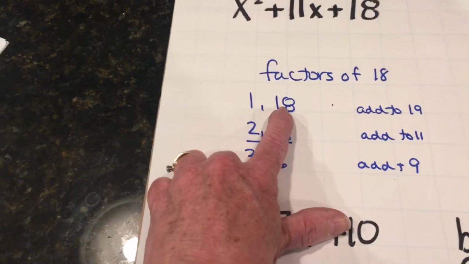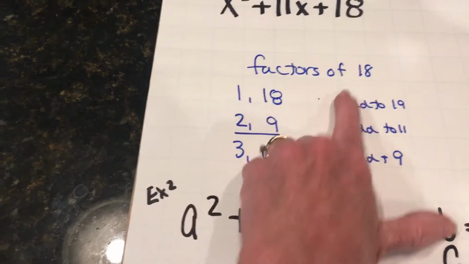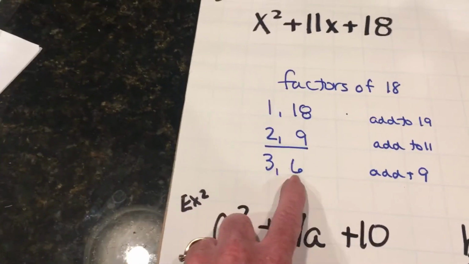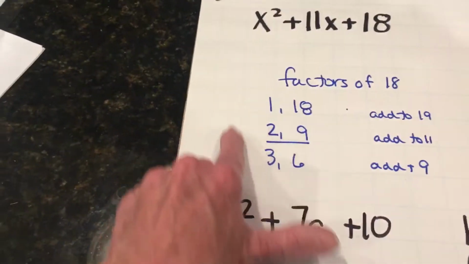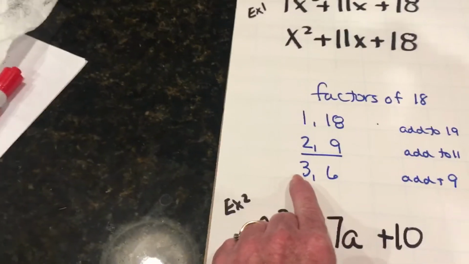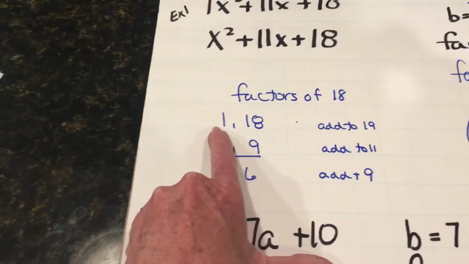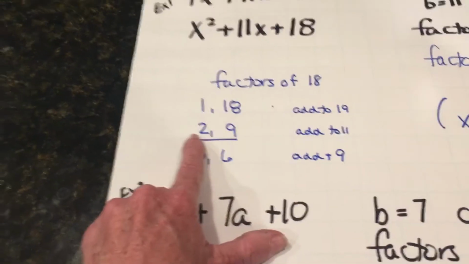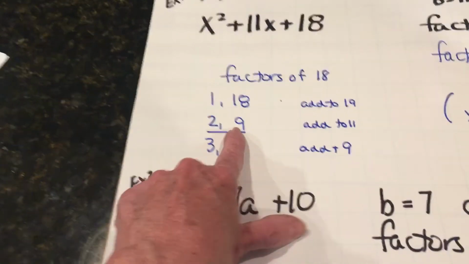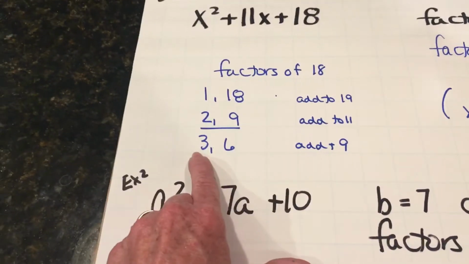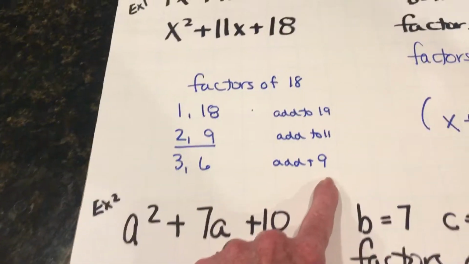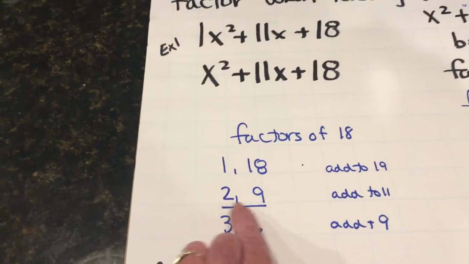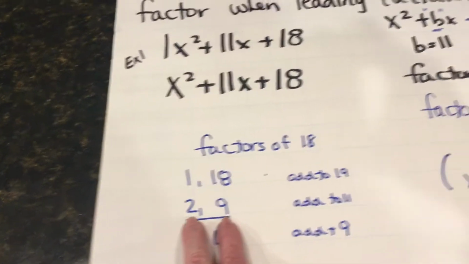So 1 and 18 multiply together to give me 18. 2 times 9 gives me 18. 3 times 6 gives me 18. So these are the factors of 18. Now we have to see what they add together to. 1 plus 18 is 19. 2 plus 9 is 11. 3 plus 6 is 9. I'm looking for the factors of 18 that add up to 11, so we know that our factors are 2 and 9.